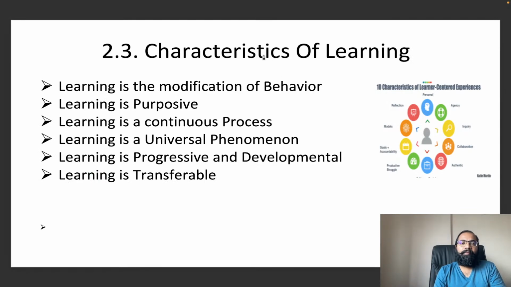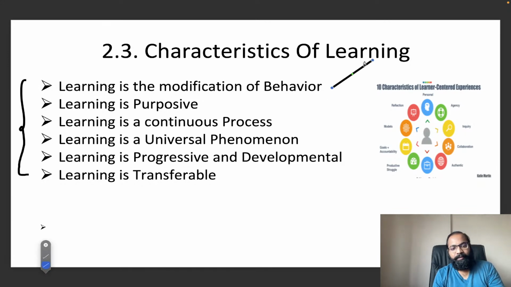Next, what are the characteristics of learning? I think you can understand here, so please have a look at all these points. Learning is modification of behavior; I have repeated that many times already. And learning is purposive. What is the meaning of purposive? We learn for one purpose, and it is a continuous process.